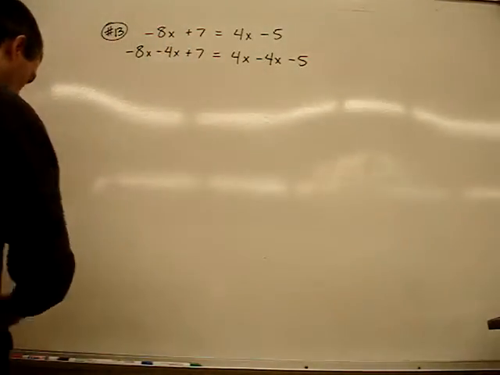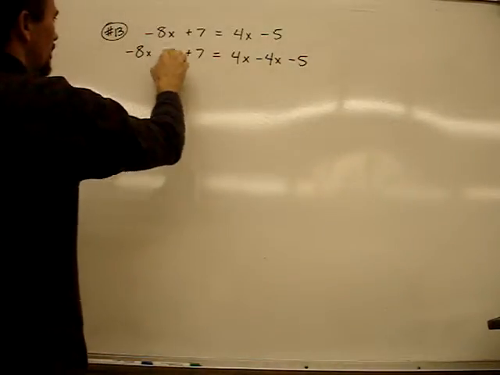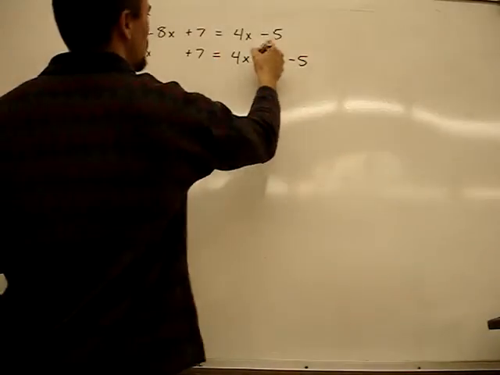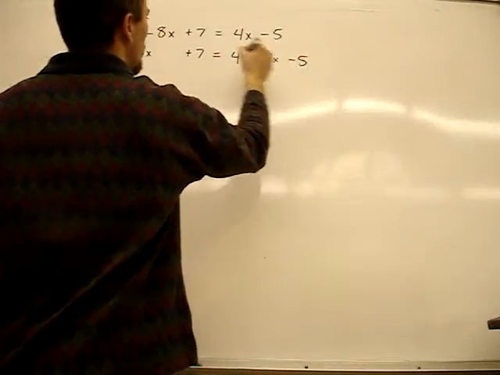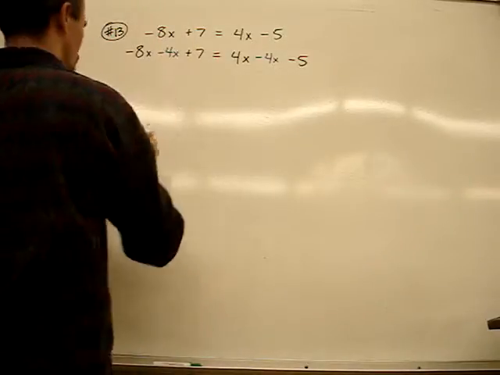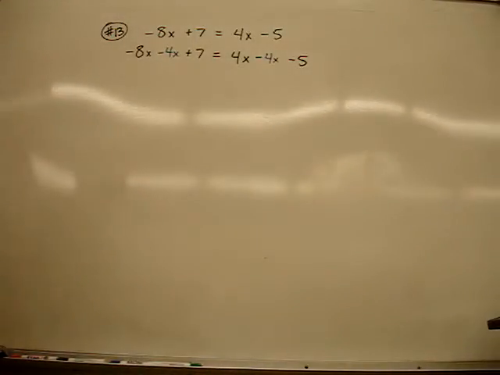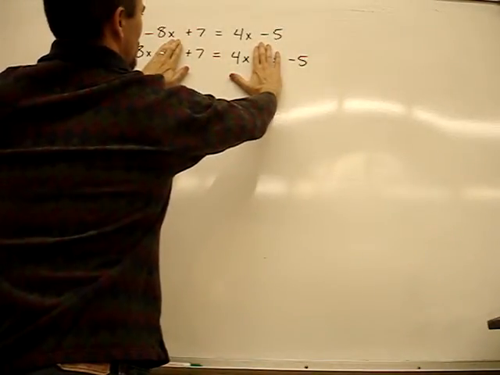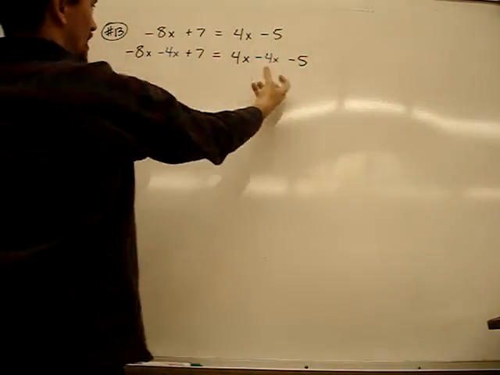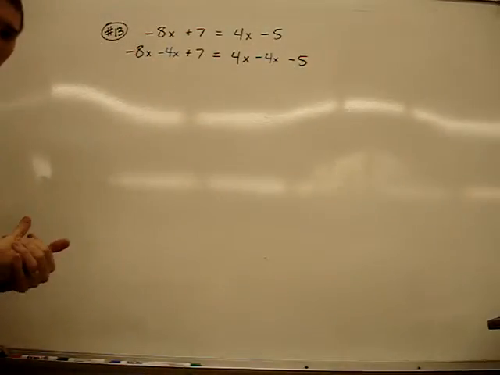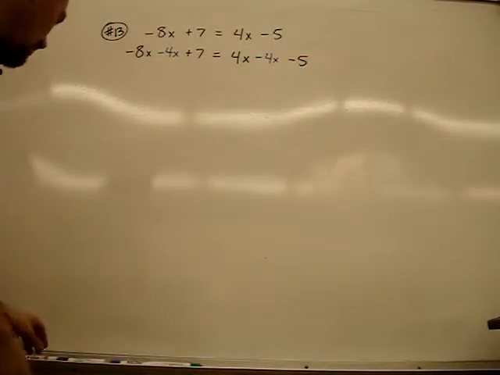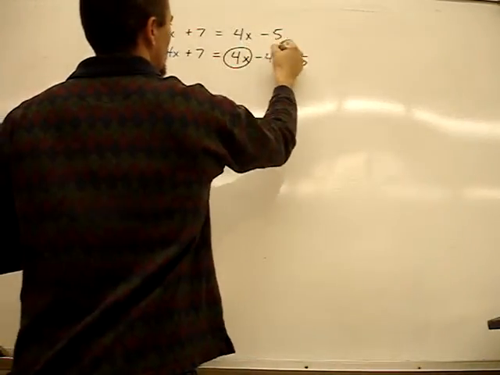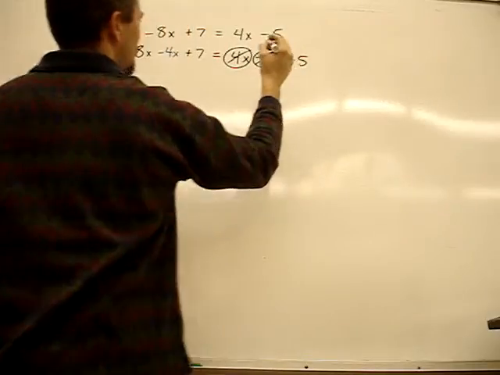And so it might actually help if I write the negative 4x in a different color. So now you can clearly see that the only thing that's changed, if I cover these up, the equation looks the same. And so what I've done to one side of the equal sign, I've done to the other. That makes it legal. And now what happens is that these two terms cancel each other.